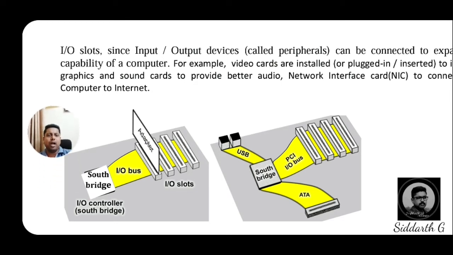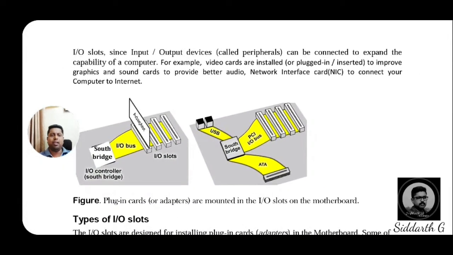Usually expansion slots, the IO slots, can be connected with video cards that are installed or plugged in. That means when we are connecting to the computer, that's plugged in. Graphics cards, sound cards provide better audio, and the network interface card, NIC, network interface connector, connects your computer to the network, meaning the internet. At that time also you need this type of component.